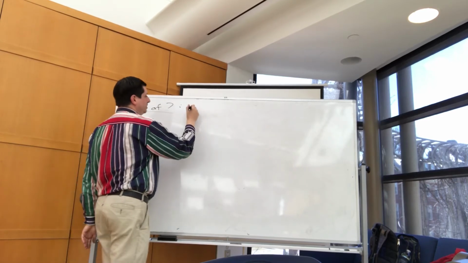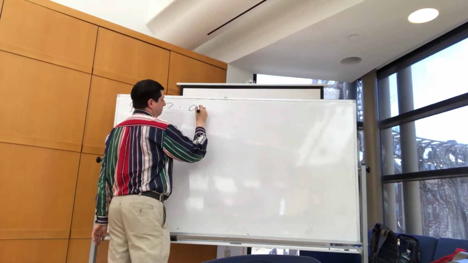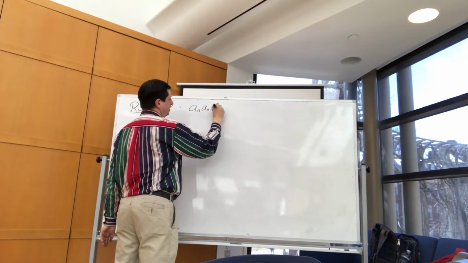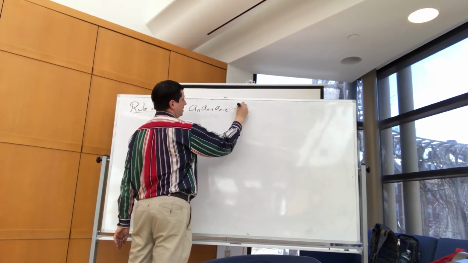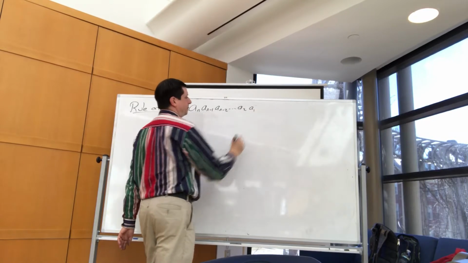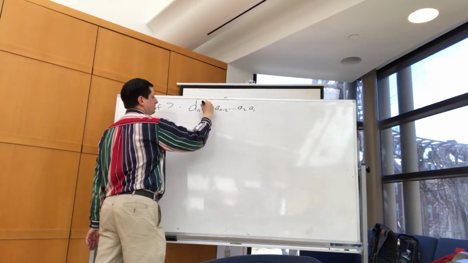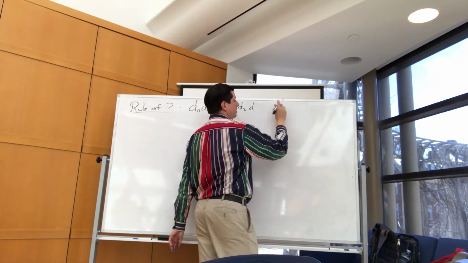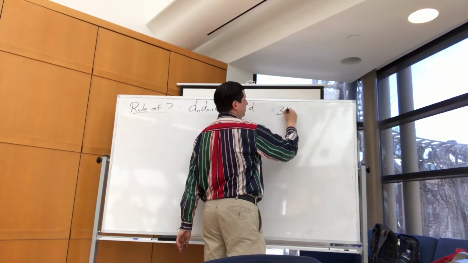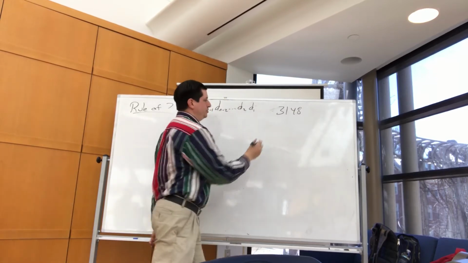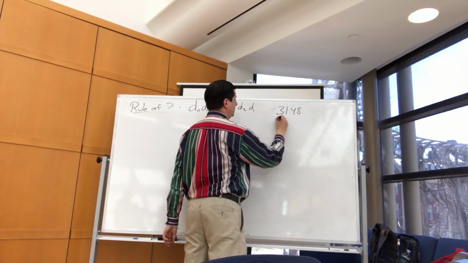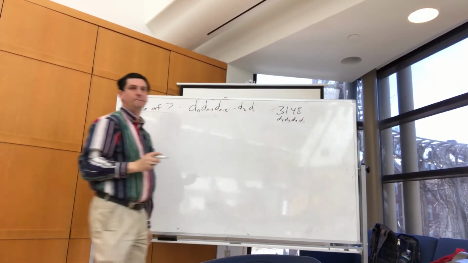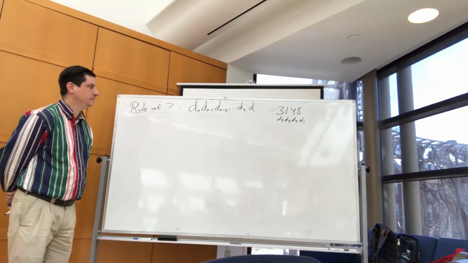So here's the rule of 7. We have our number, a_n, a_{n-1}, a_{n-2}, down to a_0. These are my digits. Well, I'll use d for digits. So maybe think I have 3, 1, 4, 8, something like that. So this would be d4, d3, d2, d1. It's an n-digit number.